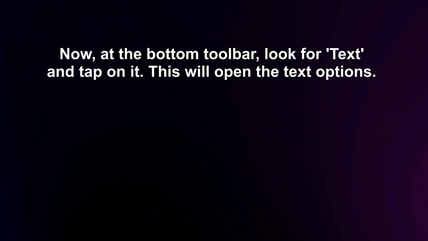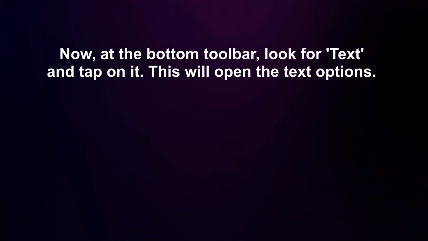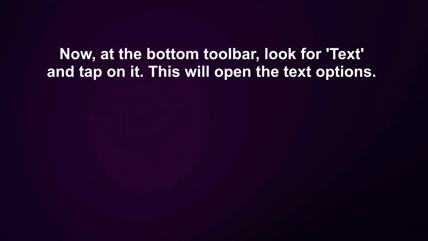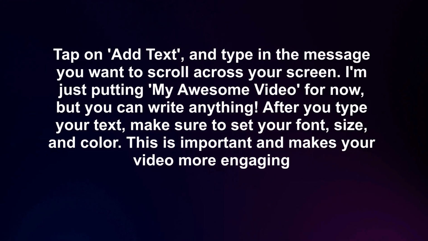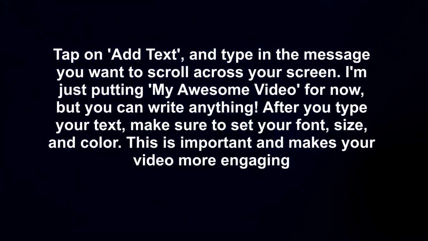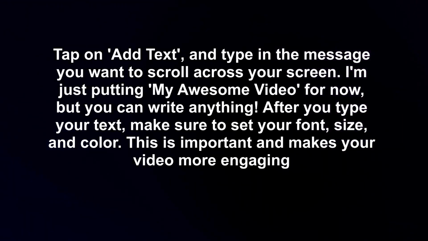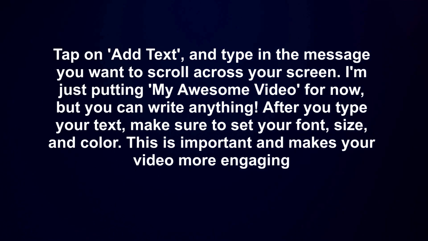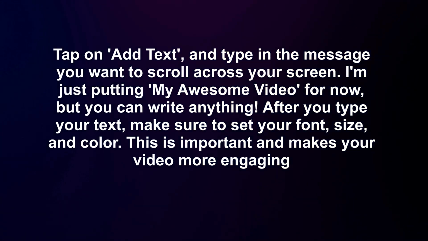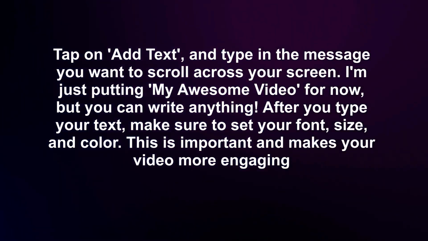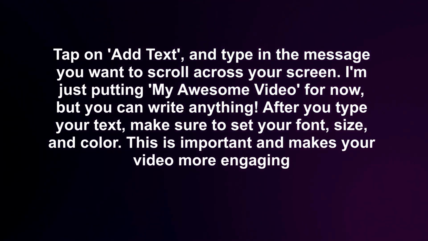Now, at the bottom toolbar, look for text and tap on it. This will open the text options. Tap on Add Text and type in the message you want to scroll across your screen. I'm just putting my awesome video for now, but you can write anything. After you type your text, make sure to set your font, size, and color. This is important and makes your video more engaging.